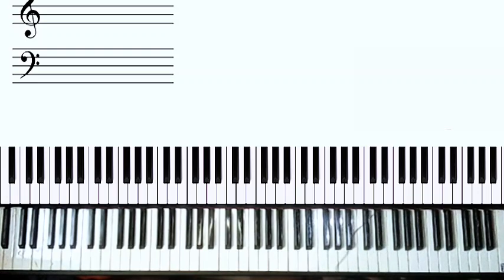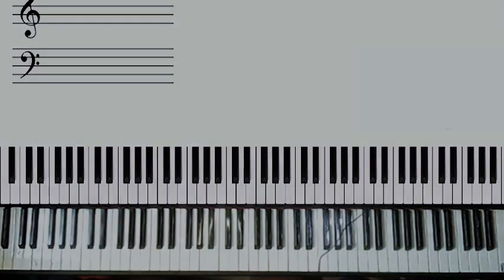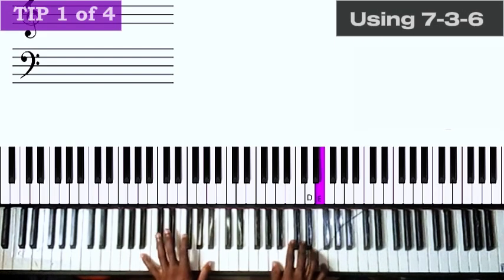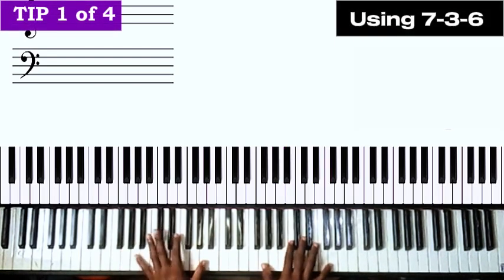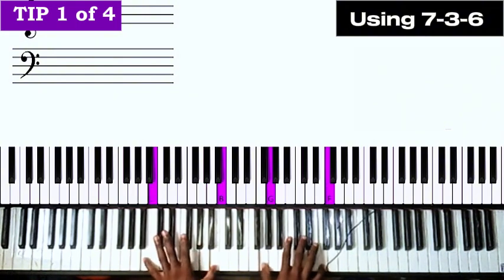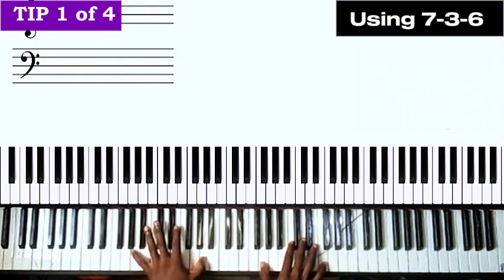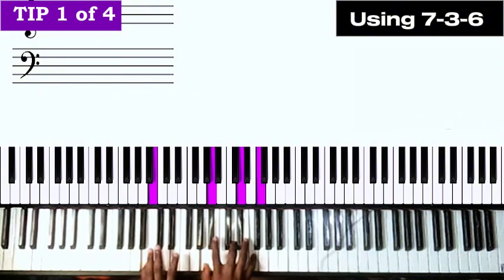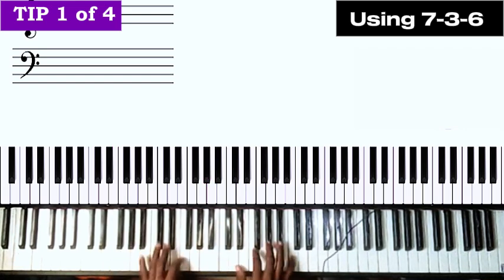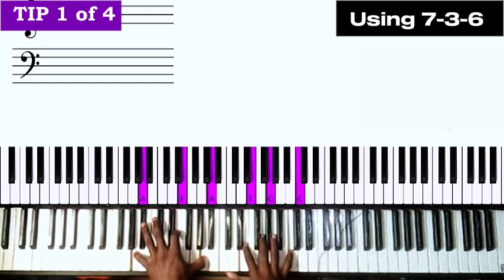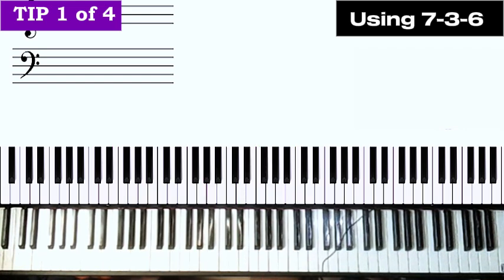So the first tip you can use when you're approaching your chord 6 is by using what we call the 7-3-6 passing chord progression. So it sounds something like this in the key of C major. Seven, 3, and 6. Okay, so let me show you some examples of worship songs we can use this in.